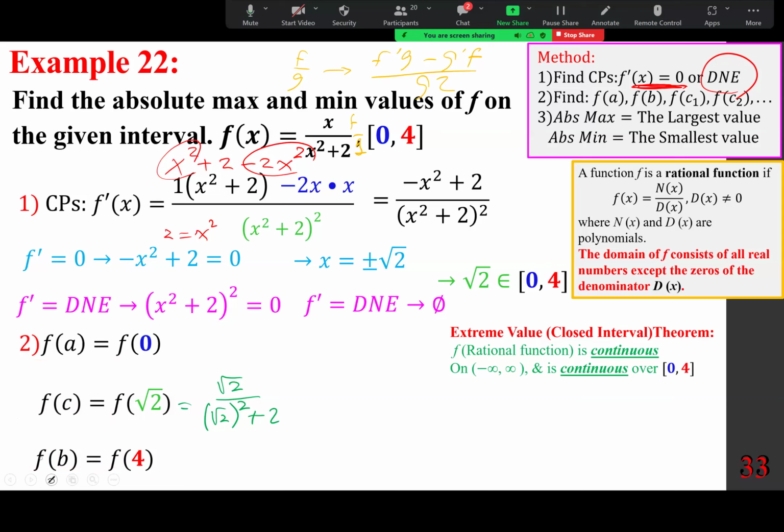The last number is 4, so we have 4 over 4 squared, which is 16, plus 2, which is 18, and it simplifies to 2 over 9. So again, 0 gives you 0, square root of 2 gives you square root of 2 over 4, and 4 gives you 2 over 9.